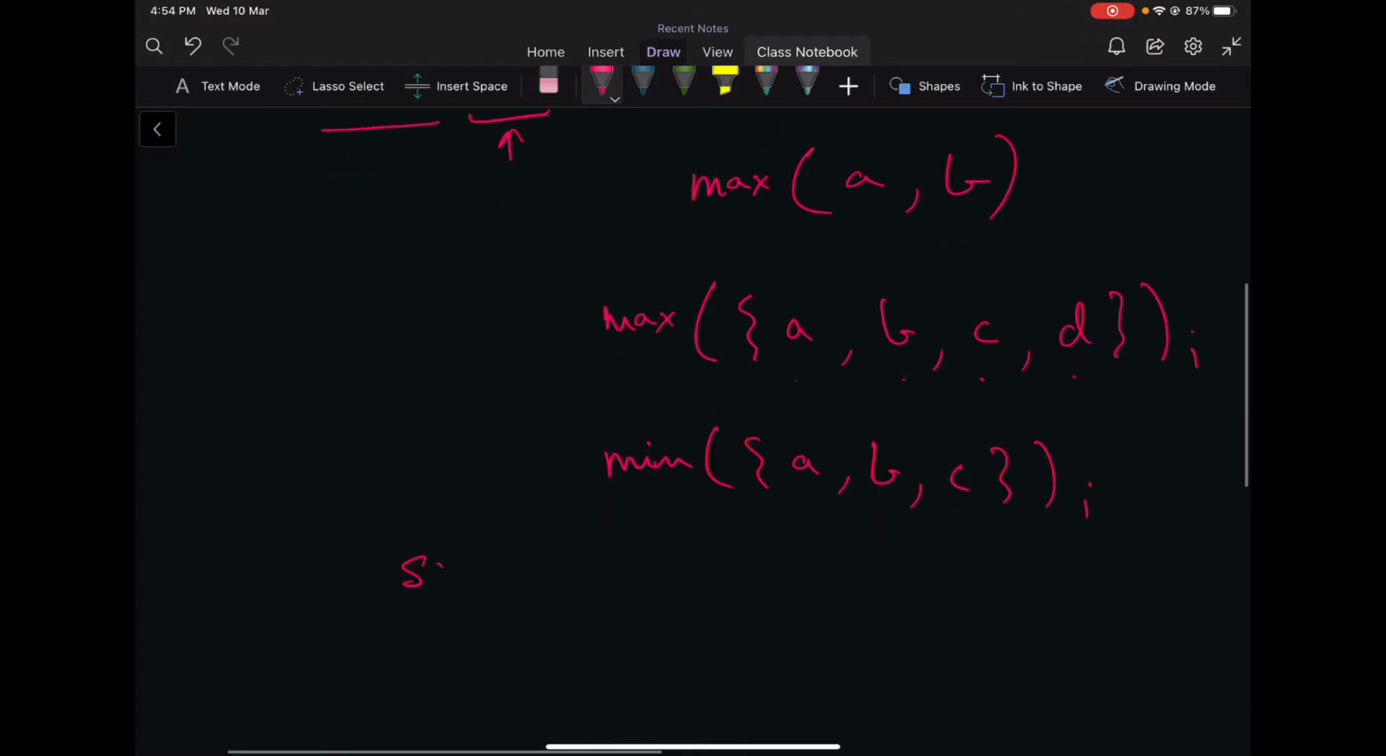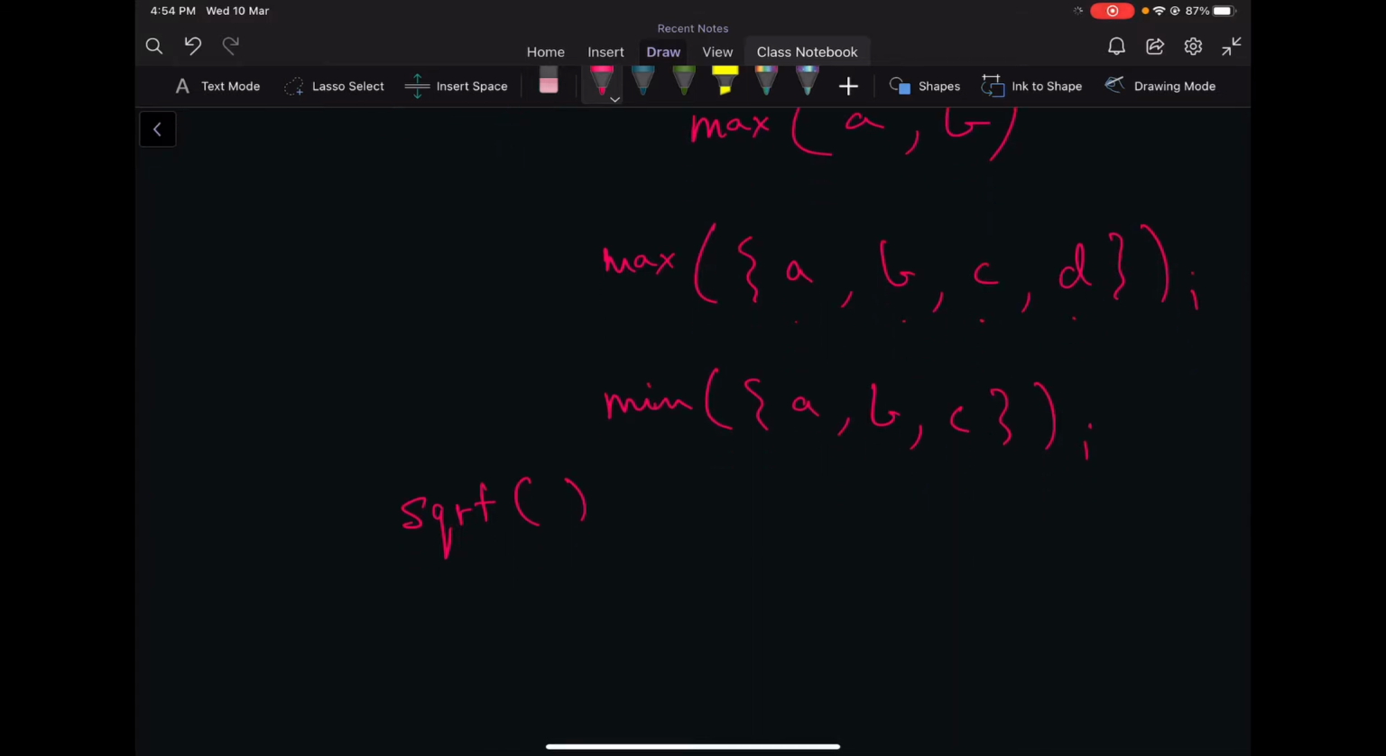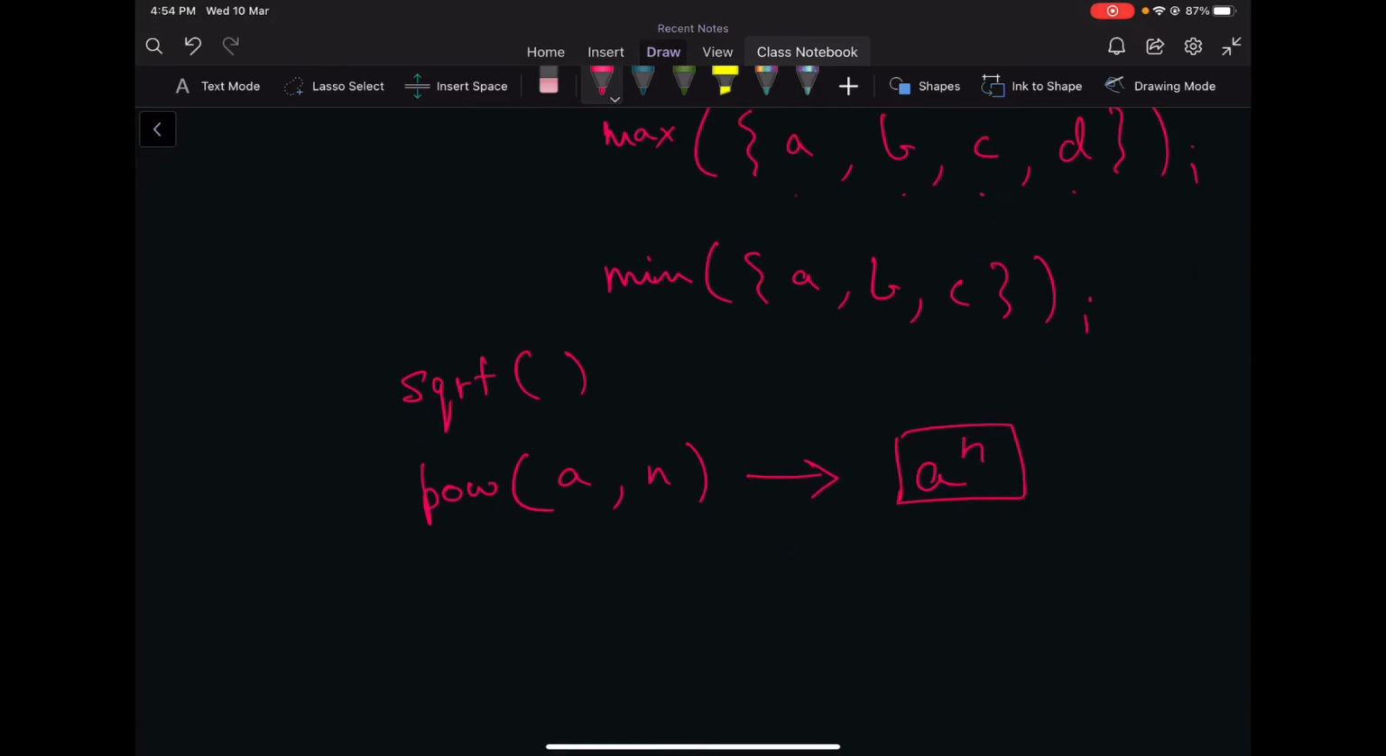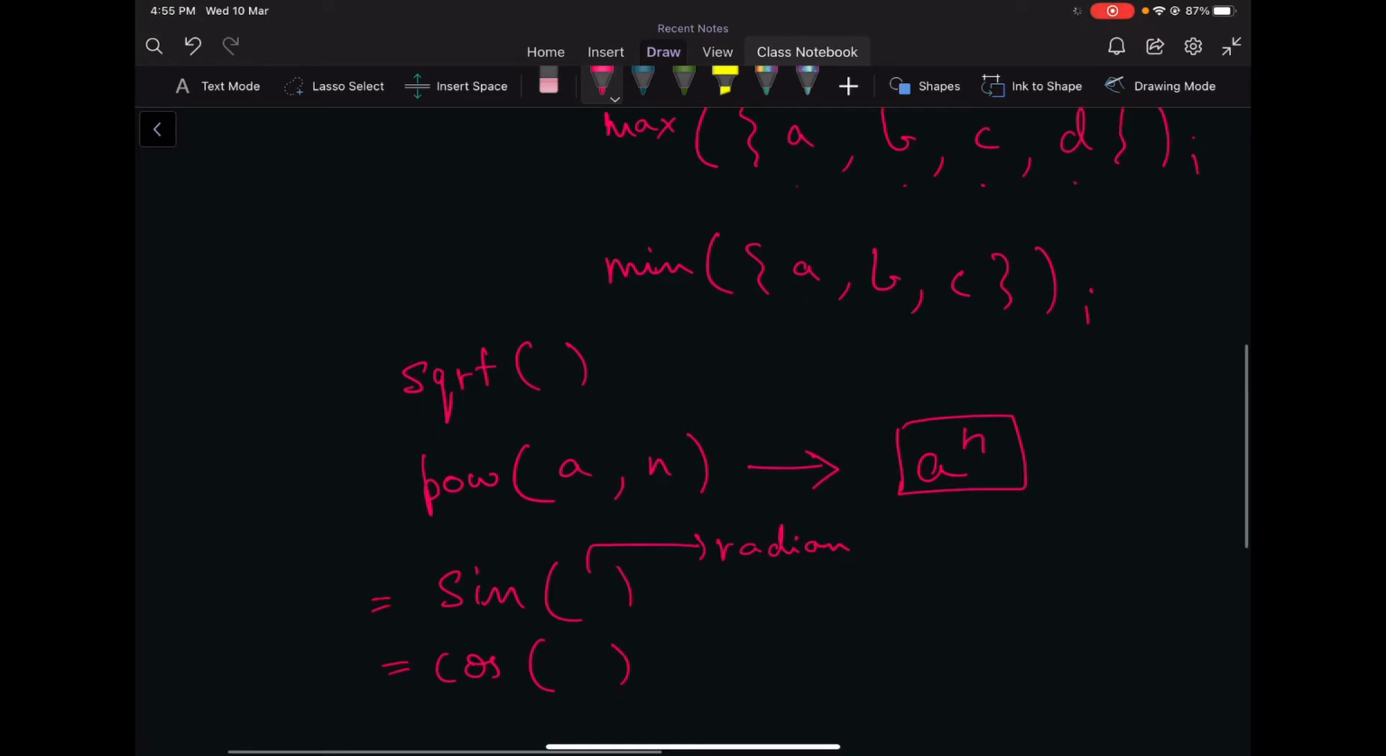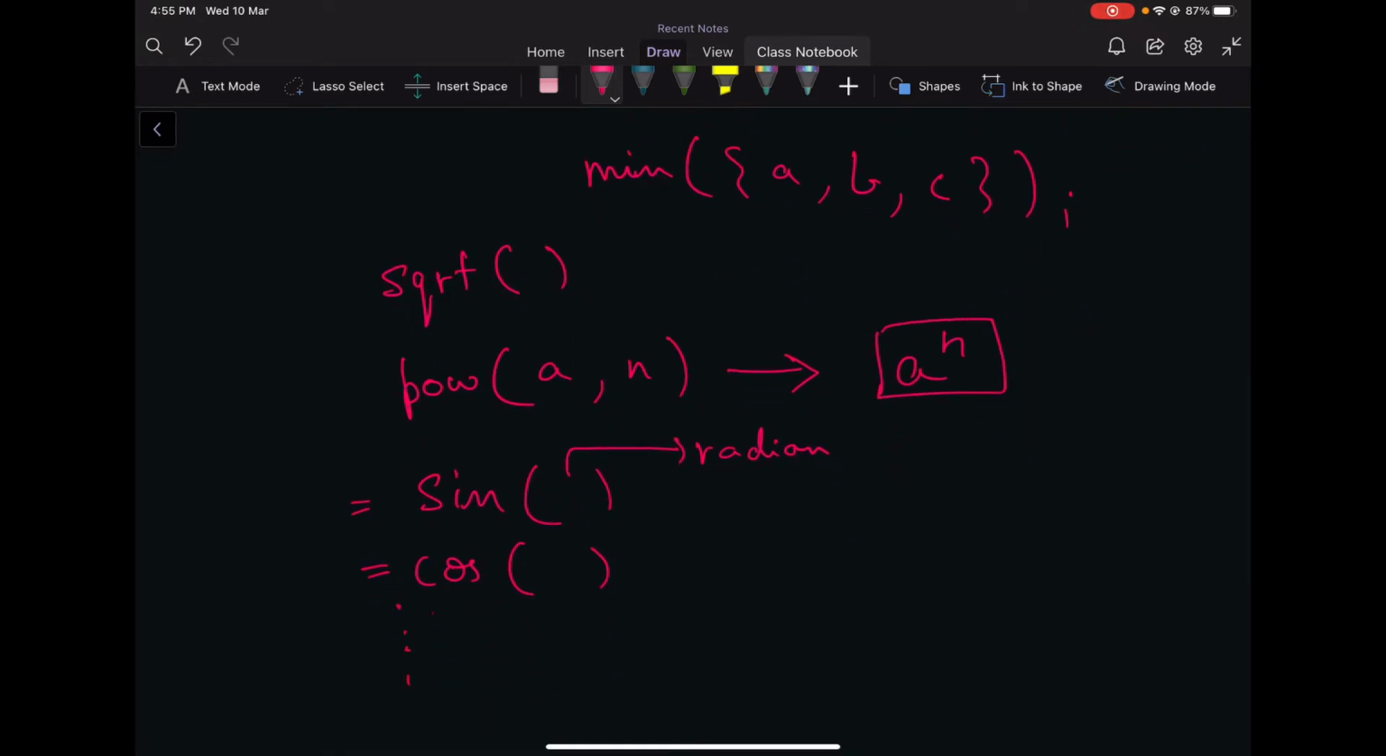We also have the sqrt function that, as the name suggests, finds the square root. Then we also have the pow function that takes a comma n, and it finds the value of a raised to n. We also have trigonometry functions like sine and cos that take a value in radians and return the sine and cos value. We can similarly find tan also, and then we can use all these three values to find the reciprocals, the rest of the three. So these are some functions that we use.